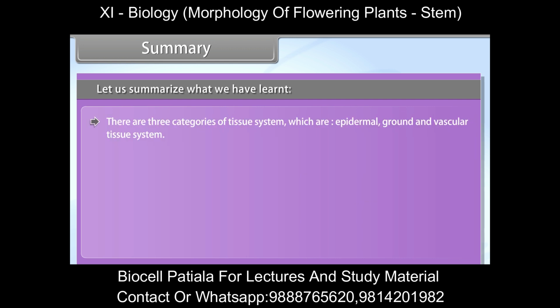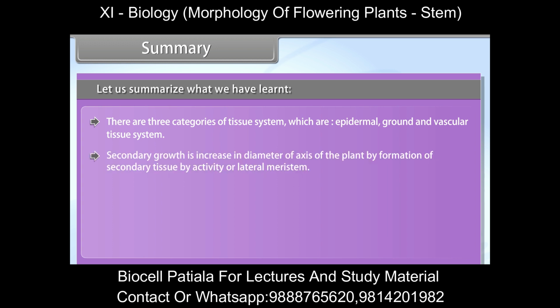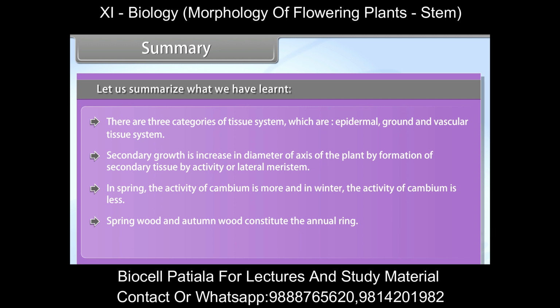There are three categories of tissue system, which are epidermal, ground and vascular tissue system. Secondary growth is the increase in diameter of the axis of the plant by formation of secondary tissue by activity of lateral meristem. In spring, the activity of cambium is more and in winter, the activity of cambium is less. Spring wood and autumn wood constitute the annual ring. All tissues outside the vascular cambium constitute the bark.